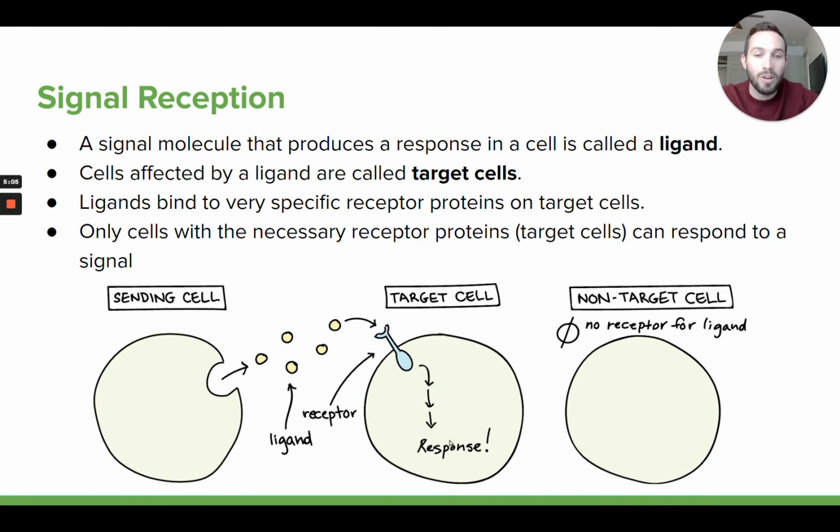So we call those target cells. Target cells are the cells that have receptors that can specifically bind to those specific ligands released by a specific cell. And then there's non-target cells that don't have certain receptors for a specific ligand. And so we would call this guy a non-target cell because he doesn't have the receptor needed to respond to this ligand.